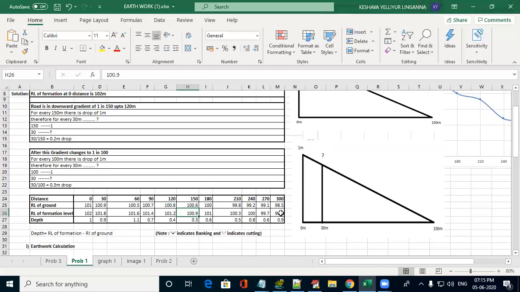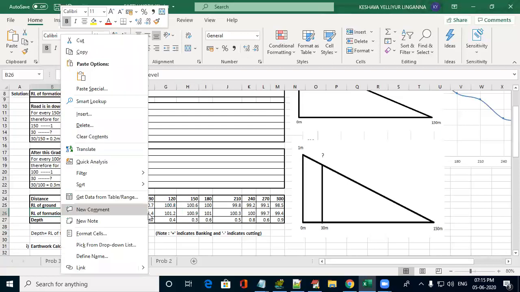And this should continue till the end of the chainage. That is, they have worked out up to 300 meter. So up to the end, you should give the difference of 0.3 between the consecutive values. This difference is 0.3, this is 0.3, this is 0.3, like this. Keep reducing with the 0.3 till the end. The last value will become 99.4. This is how you need to find out the RL of formation level up to here.